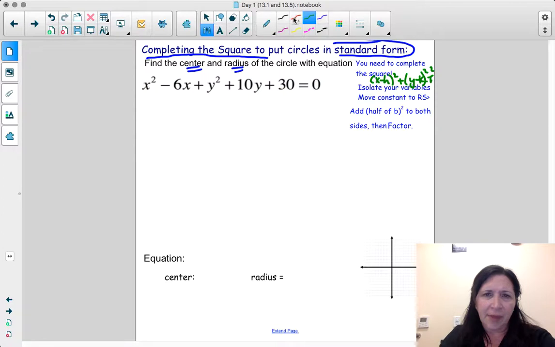So let's think about that, okay? If I had a number like, let's say, x squared plus 6x, in order to complete this square, you're going to go through a couple steps.